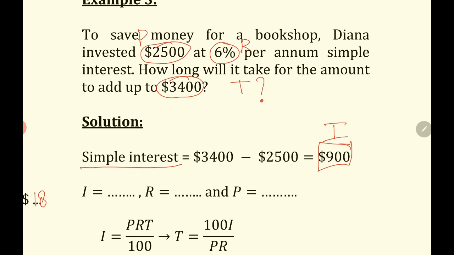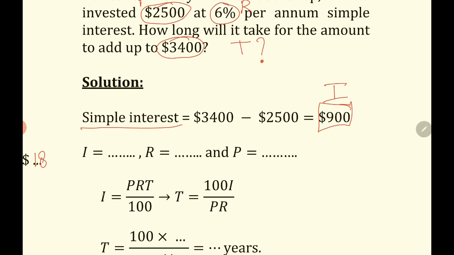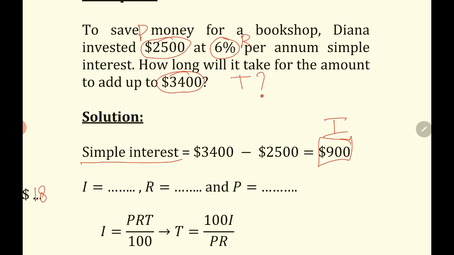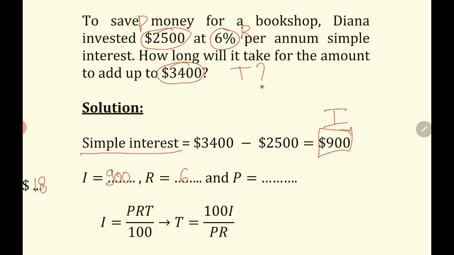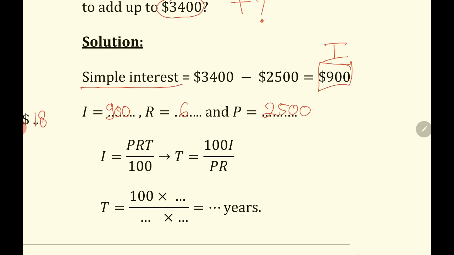We go back to the equation again here to find the interest. I equals P times R times T divided by 100. So we already have the I here is 900. The R is the rate, 6%, so we just write 6, and the P is the initial money, so this is 2,500. Okay, so we need to substitute into the equation, but first, because we are looking for the time, we have to make T the subject of the formula.